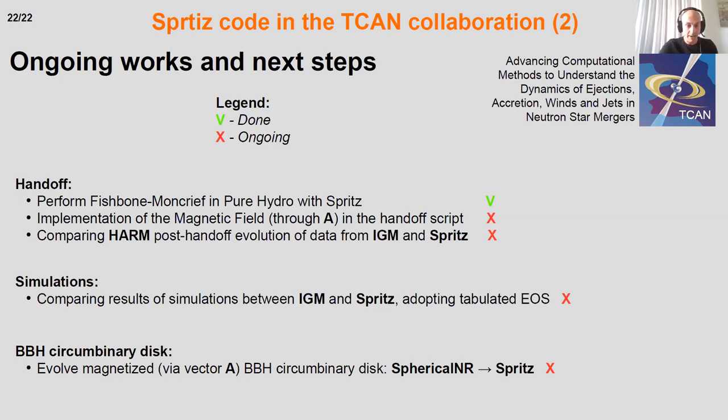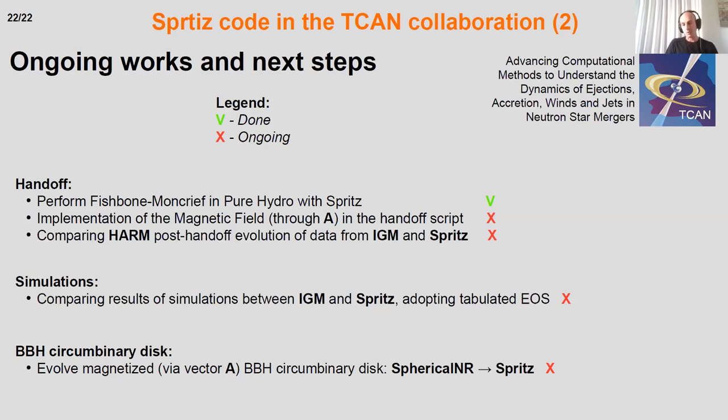In addition, we want to compare IGM and SPRITZ with other simulations adopting the tabulated equation of state, which will be a feature common to both codes. And we are also planning to evolve a magnetized binary black hole, where the magnetic field is evolved via the vector potential, in order to obtain a circumbinary disk.